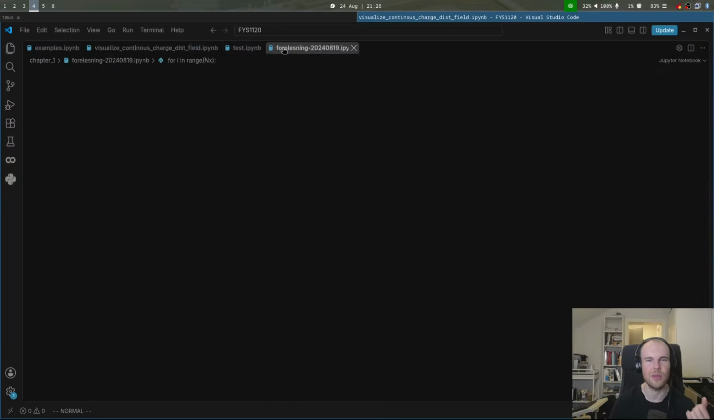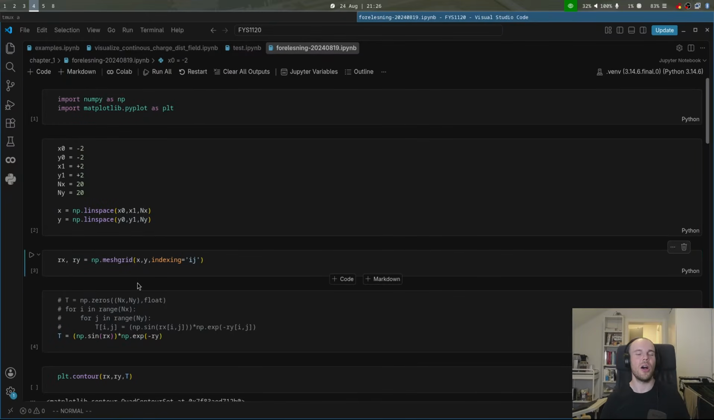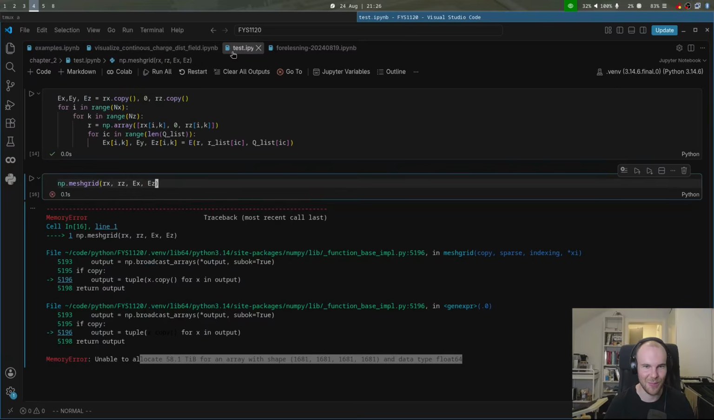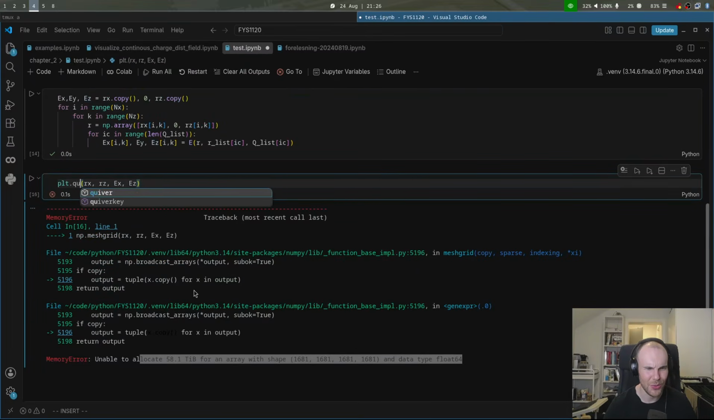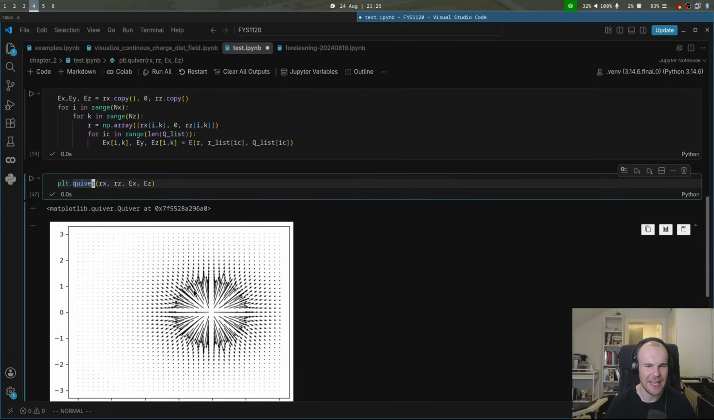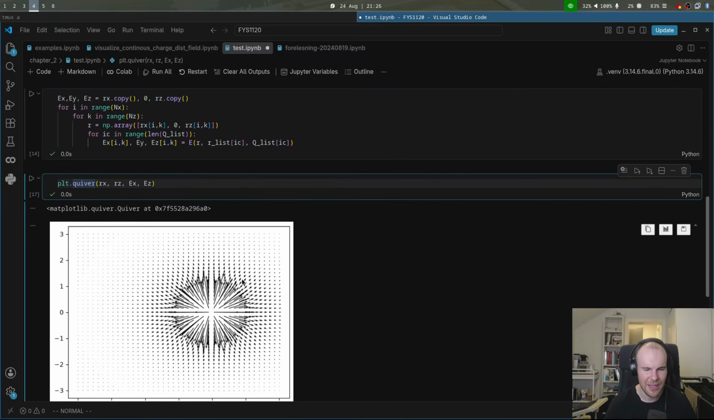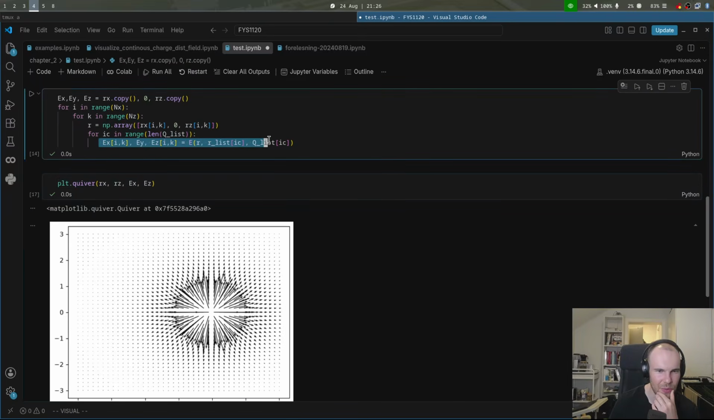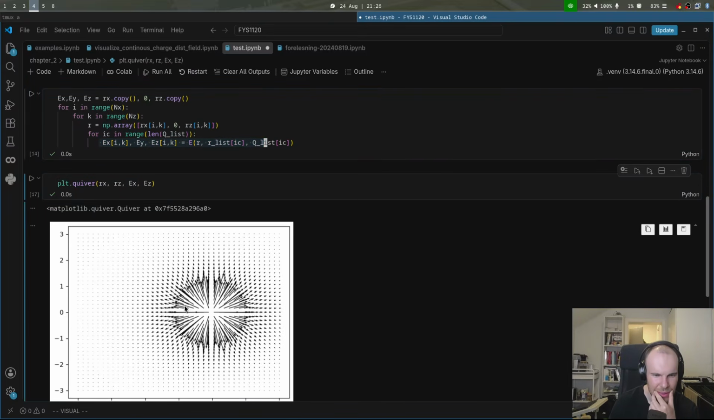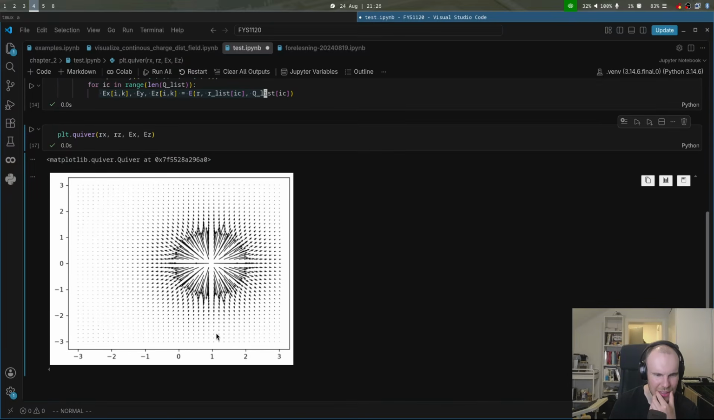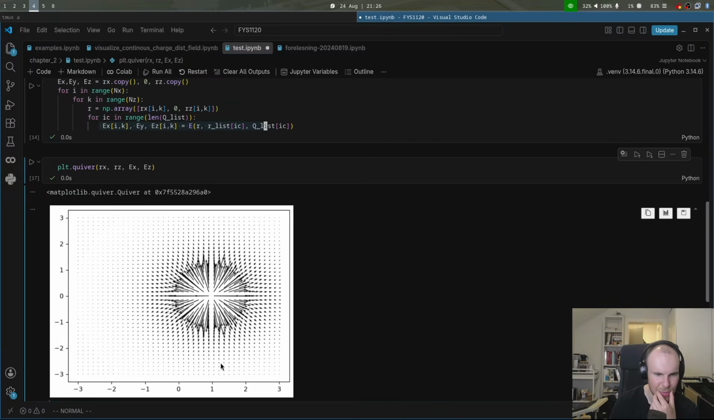plt dot. Ah, you moron! I knew it was something. Dot quiver. Why did I think meshgrid? I also know it was a graph for some reason. Yeah, that should be it. Yes, very good. This is not correct. I'm close. It's this line here where I missed. But this looks kind of correct, actually, in my opinion. Shouldn't it? That's not bad.